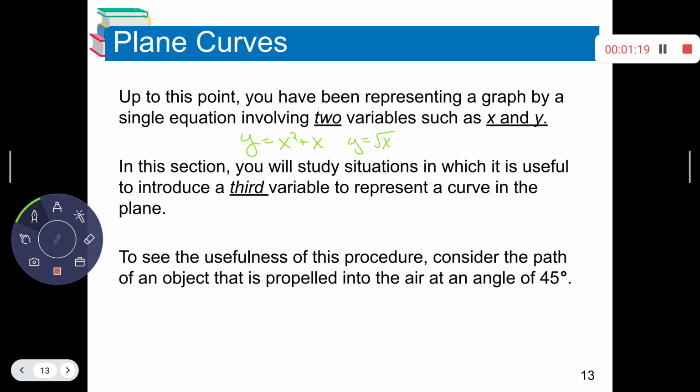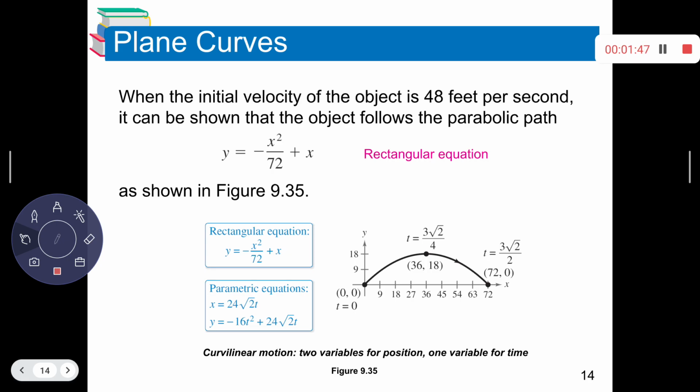In this section, you will study situations in which it is useful to introduce a 3rd variable. Most of the time, the 3rd variable is a t and it represents time. To see the usefulness of this procedure, consider the path of an object as it is propelled into the air at an angle of 45 degrees. All right, so we have something going up and something coming down. So here is our graph, and here is our equation.